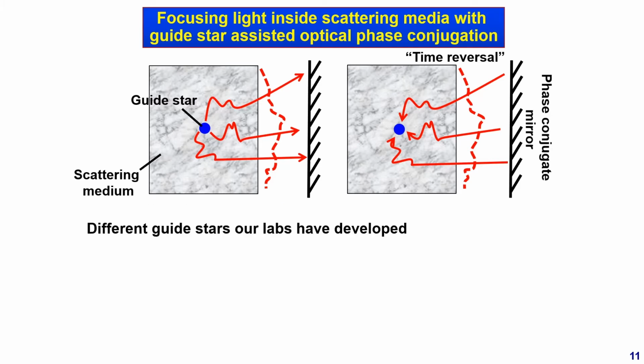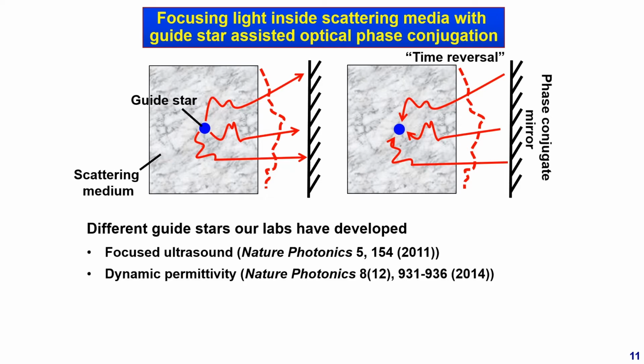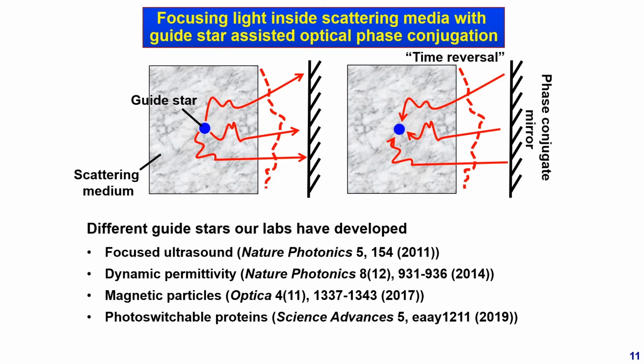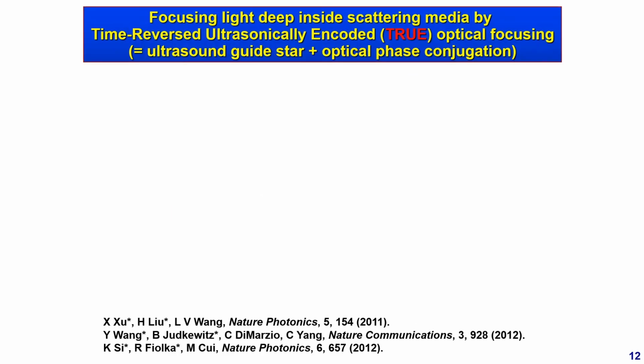So far, our labs have developed several guide stars for focusing light inside scatter media with optical phase conjugation. These guide stars include focus ultrasound, dynamic permittivity, magnetic particles, and photoswitchable proteins. Because focus ultrasound is non-invasive and easily controllable, I will mainly talk about works with the ultrasound guide star. Ultrasound-guided optical phase conjugation is also called time-reversed ultrasonically encoded optical focusing, or true focusing.